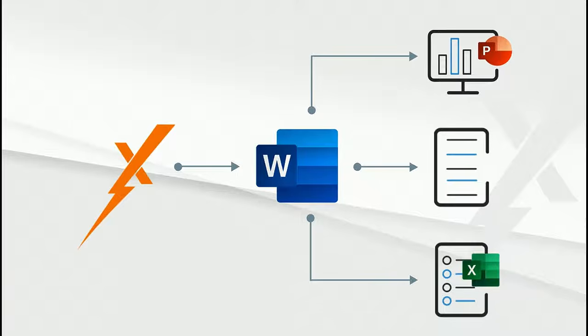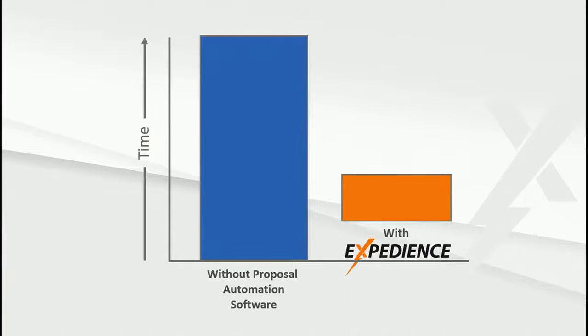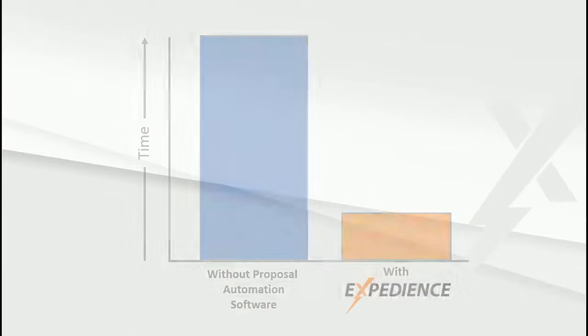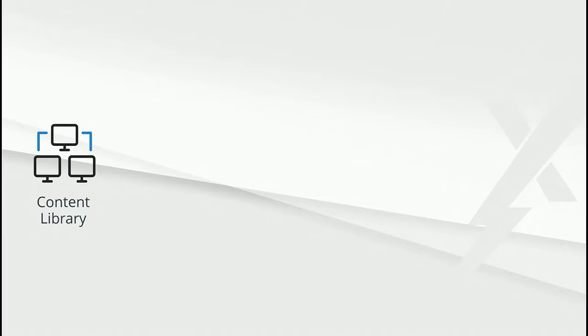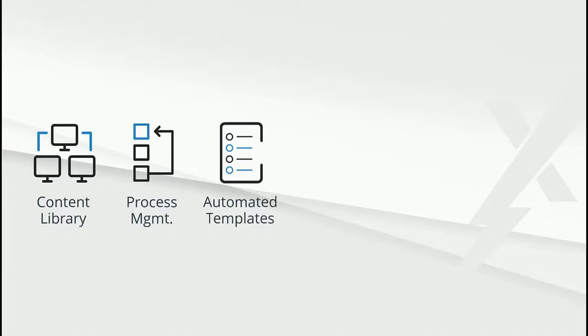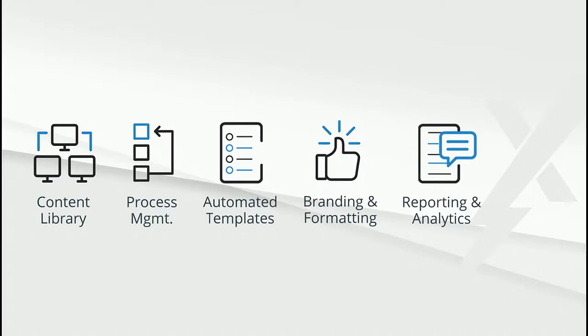The Expedience suite includes everything needed to streamline your proposal process. That means your content library, proposal process management tools, automated proposal templates, branding and formatting tools, reporting and analytics, and content management automation are all at your fingertips in one place, Microsoft Word.